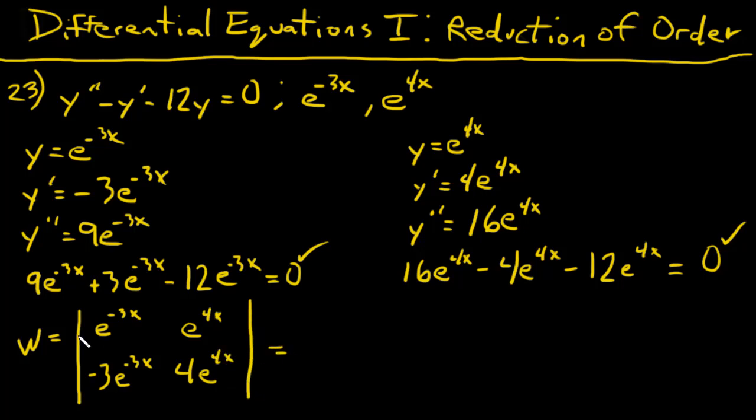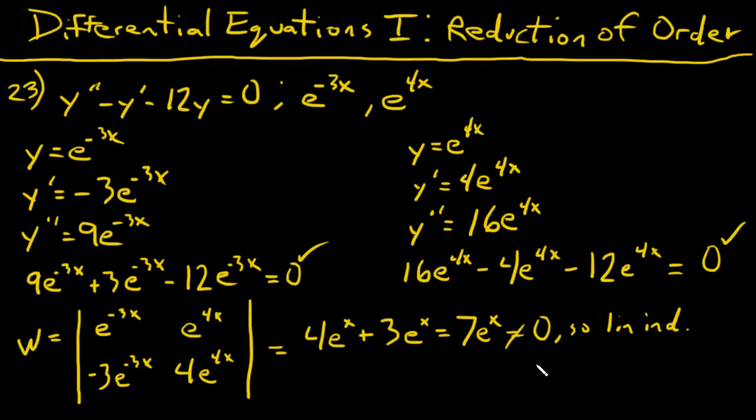When I do this determinant, I'm going to get 4e to the x, so I've got 4x plus negative 3x, and then it's minus, but it's minus minus, so this is going to be plus 3e to the x. And so that's going to give me 7e to the x, which I can never make 0 no matter what value I put in for x. So therefore they are linearly independent.